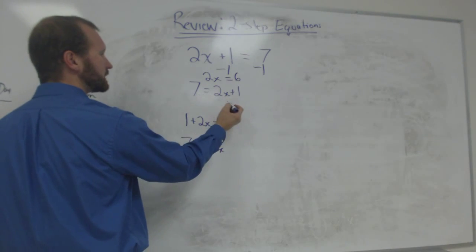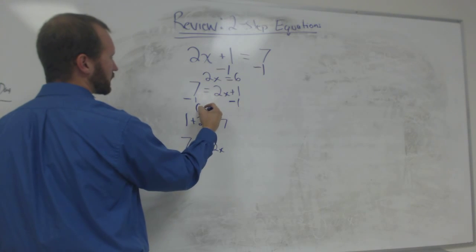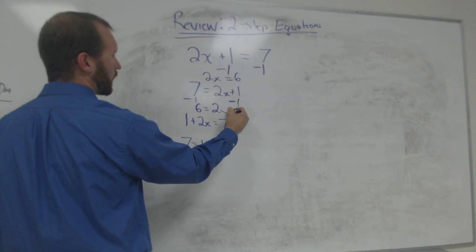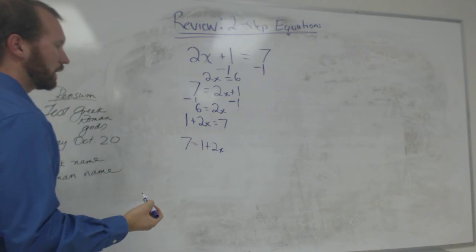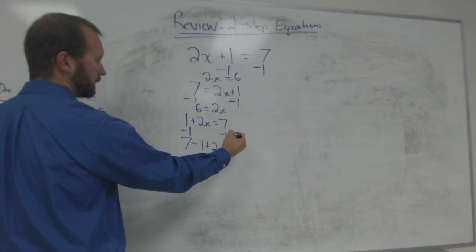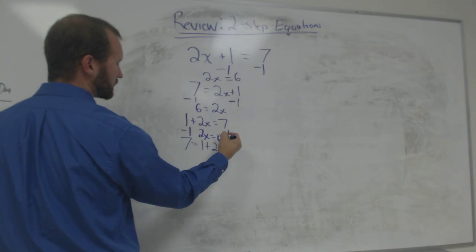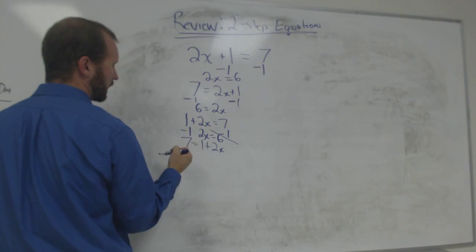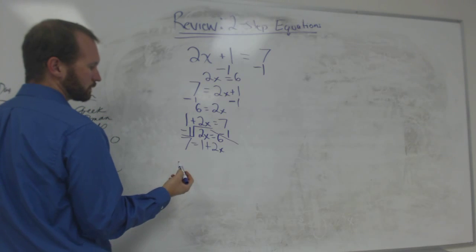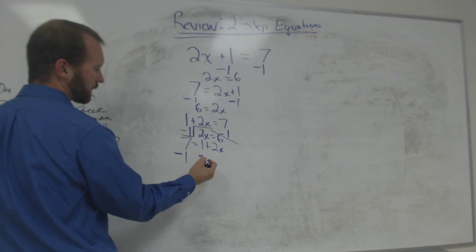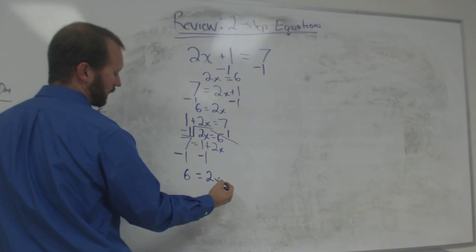I could solve this the same way. Subtract 1 from both sides. 7 minus 1 is 6. And 1 minus 1 is still 0. I could solve this the same way. Subtract 1 from both sides. 2x equals 6. Right? This is kind of crammed. And I could solve this one the same way. Subtract 1, 6 equals 2x.